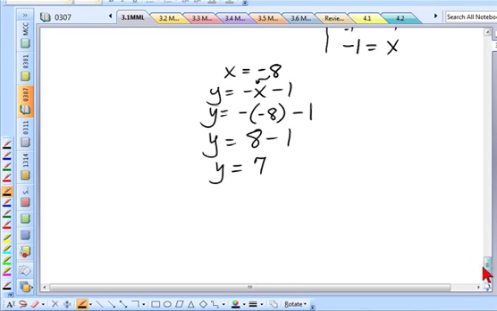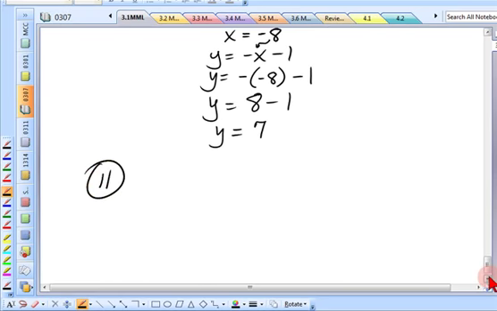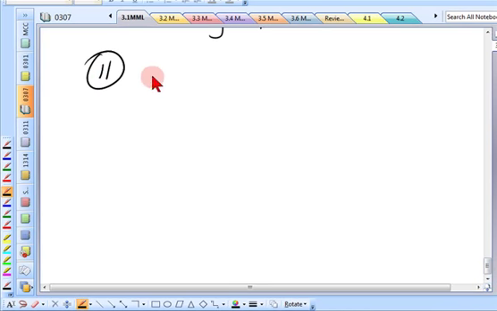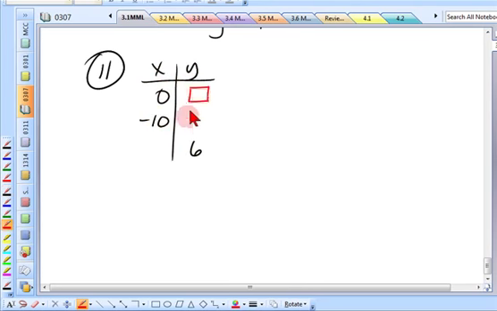All right, number 11. I'm supposed to do the same thing with the table. And I have a table. I have 0 for x, negative 10 for x, and 6 for y. And I am told that the equation which relates the two is y equals 1/2 x. And don't get in a snit because you see a fraction. You're just going to handle it.